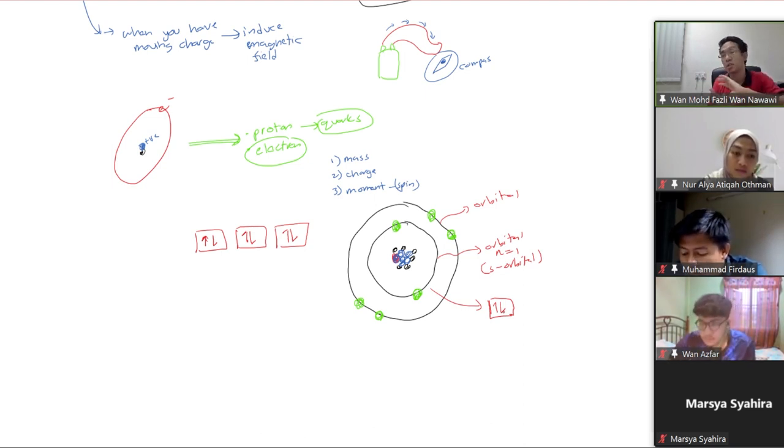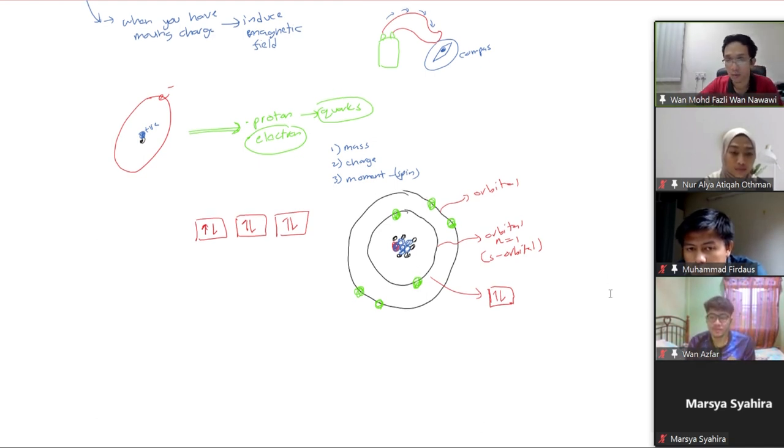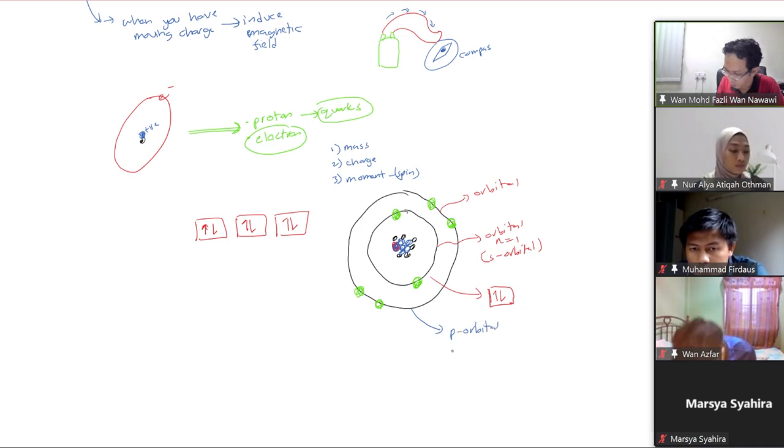So when they cancel each other, there is no magnetism. They don't feel this magnetism. The magnetism properties cancel out. Okay. But if you see the top orbital here, this is the P orbital. And P orbital, normally you have 3, like this.